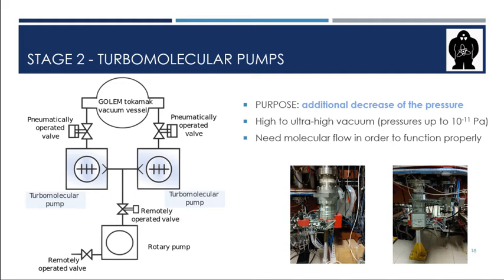The second stage of the system consists of two turbomolecular pumps. Their purpose is to decrease the pressure to the desired value. They can reach ultra-high vacuum, theoretically up to 10 to minus 7 pascals, but as I mentioned earlier, the pressure in tokamak GOLEM is much closer to 10 to minus 3 pascals. This difference may be caused by leakage through the diagnostic ports in the vacuum chamber.